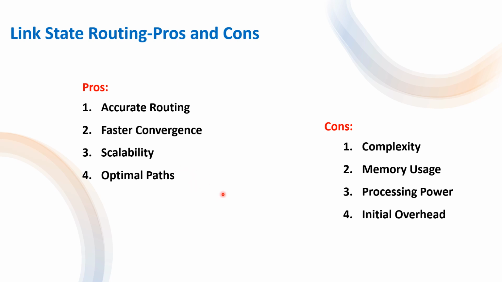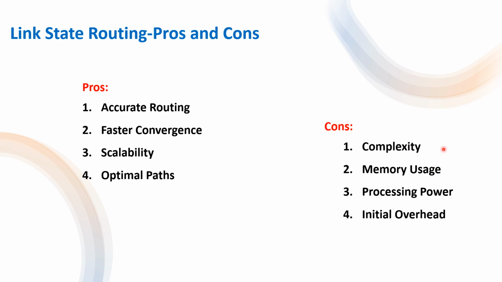By using algorithms like Dijkstra's shortest path first, link state routing calculates the most efficient route to each destination. These advantages make link state routing a robust choice for modern network needs, providing efficiency and reliability in diverse and large-scale network environments. Here are the cons of link state routing.